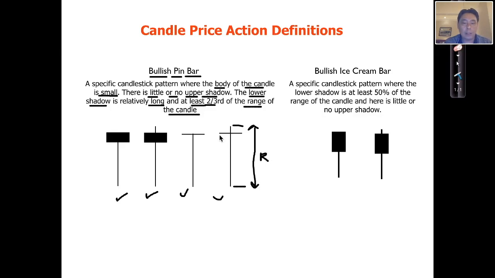So what I'm saying is that the lower shadow, which means from here to here, has to be at least 2/3, roughly 2/3 of the entire range, which would obviously be 3 out of 3. So about 75% of the range should be the lower shadow, okay? I mean, doesn't it look like a pin, like a pin where you poke something, right? So we call this a bullish pin bar.